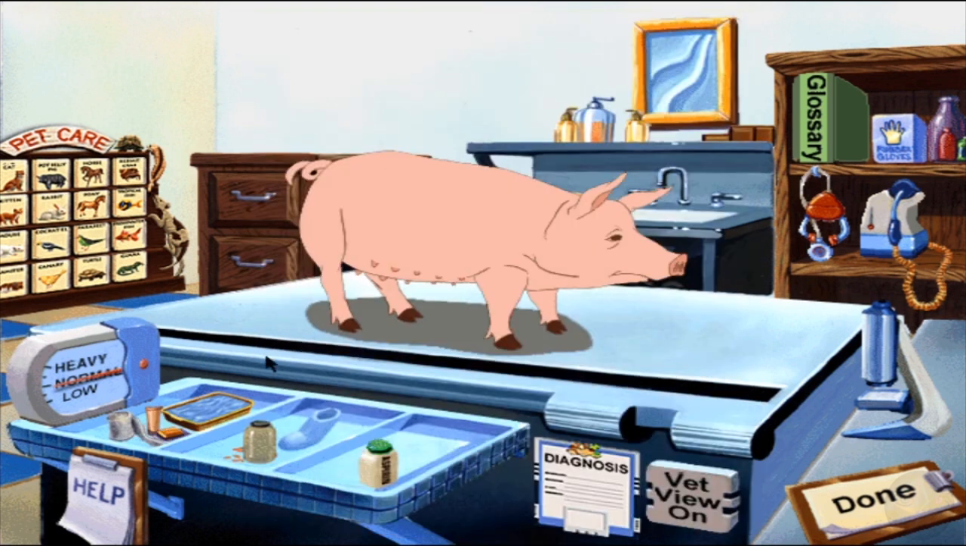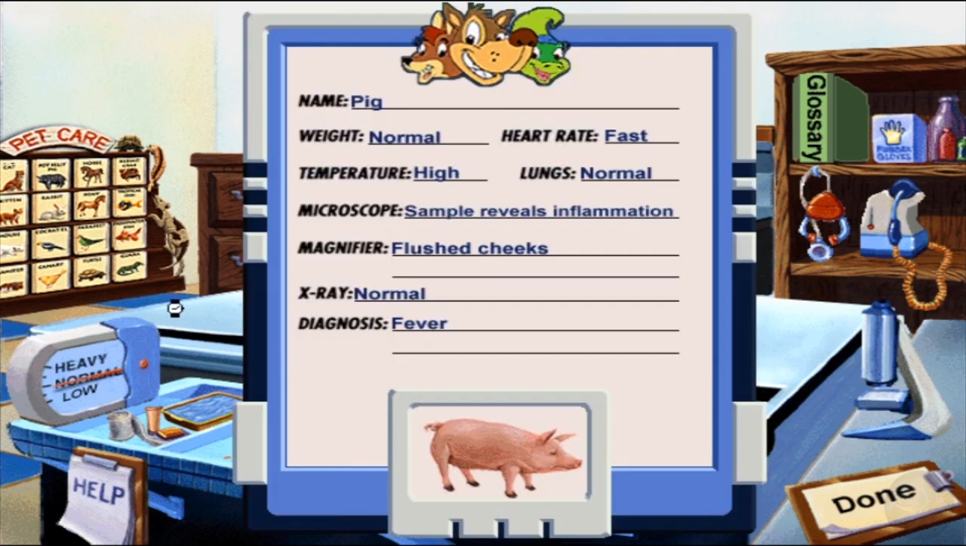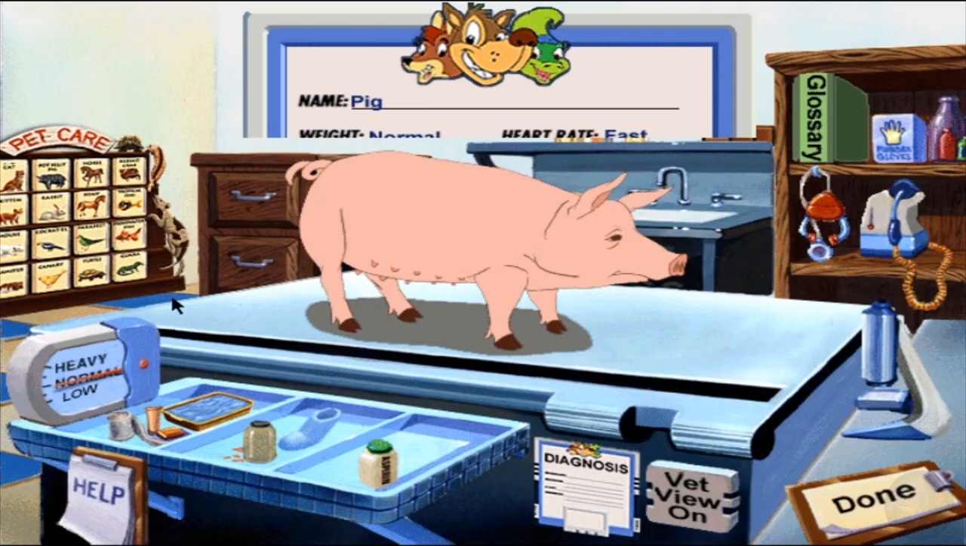Now that we know what the problem is, I will set up 3 trays full of different treatments. Cast, pain, aspirin. Aspirin will help reduce the fever. The pig should stay at the field hospital until the fever breaks. Pigs need annual vaccinations, and if they don't get them, it can cause health problems.